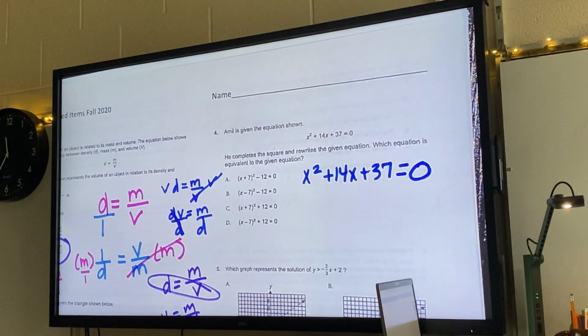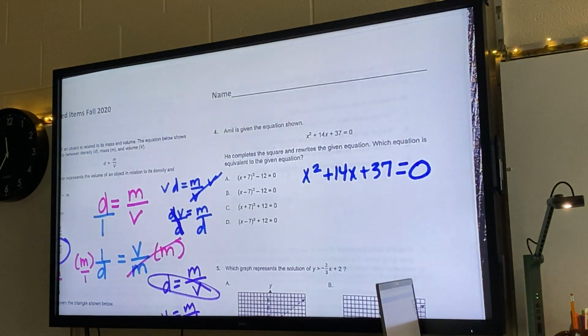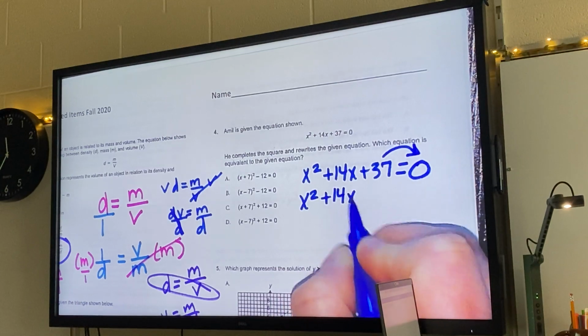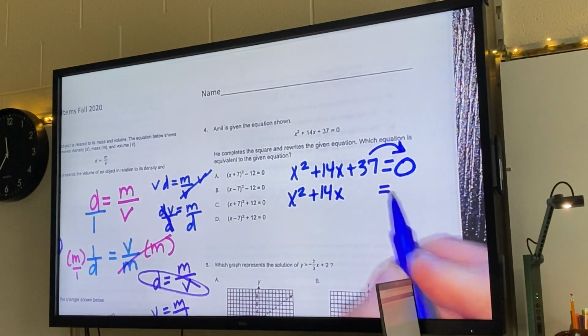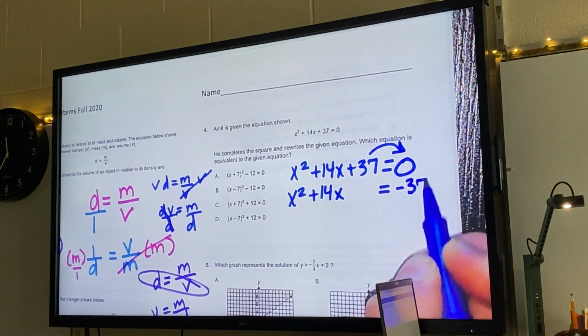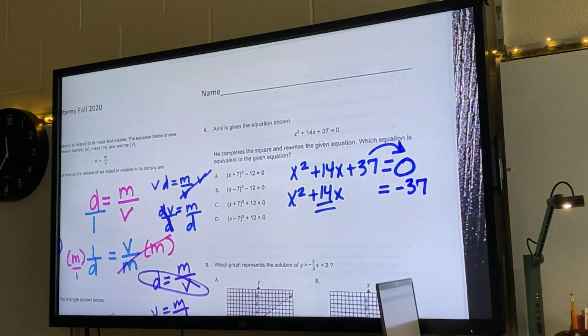So let's complete the square. This time 37's on the left, so what do I got to do with it? All right, we're going to move it to the right. So we'll have x squared plus 14x, leave yourself a little space, equals, what happens when I move it to the other side? It becomes negative. Then we're going to look at 14. What 3 things we got to do to 14? First we half it, then we add it to both sides. Half it, square it, add it to both sides.